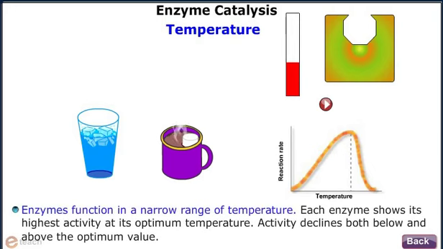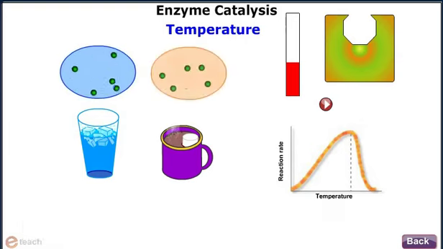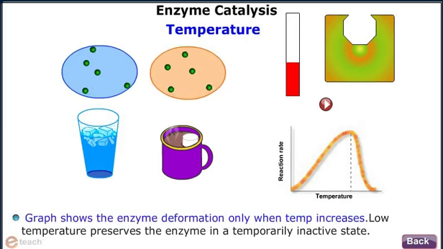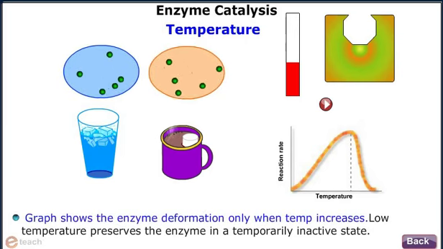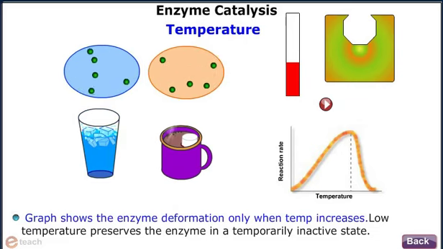Enzymes function in a narrow range of temperature. Each enzyme shows its highest activity at its optimum temperature. Activity declines both below and above the optimum level. Enzyme denaturation occurs only when temperature increases. Low temperature preserves the enzyme in a temporarily inactive state.